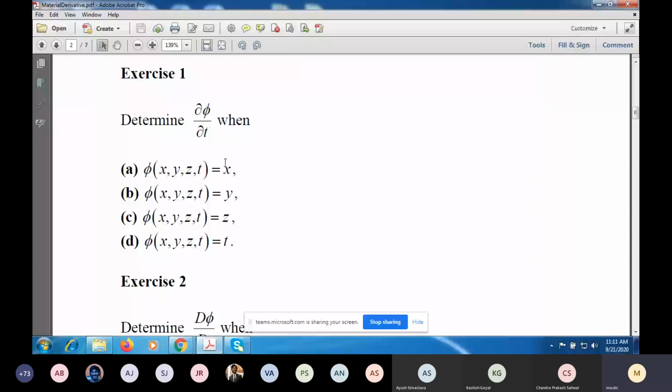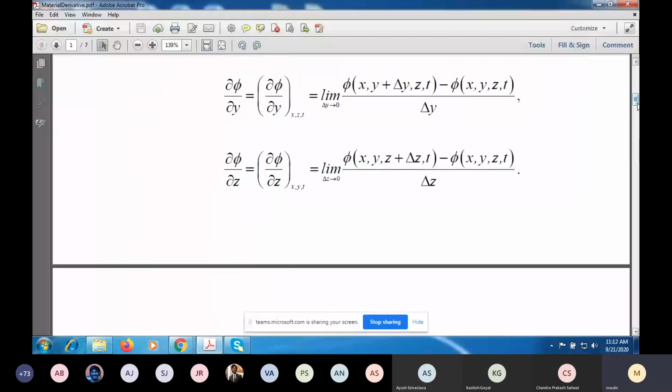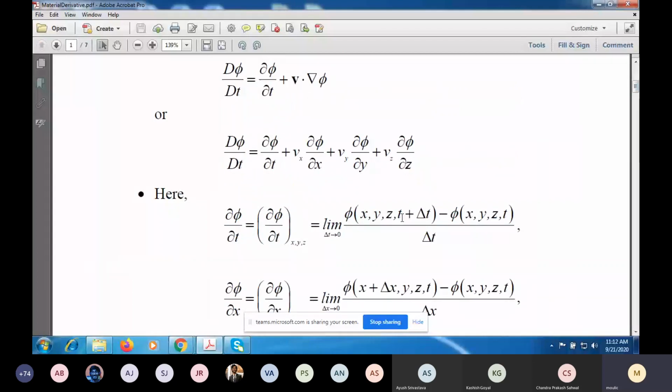And del x del t is 0 because the point in space does not move. So the x coordinate of a point does not move. So del x del t is 0. Now, of course, if you want to do it mathematically, then look at the definition here. Del x del t. All right. So if I say phi is x, then phi of x, y, z, t is x, and phi of x, y, z, t plus delta t is also x. So in the numerator here you have x minus x, which is 0 for all delta t. So del phi del t is 0 because there is no time dependence over there.